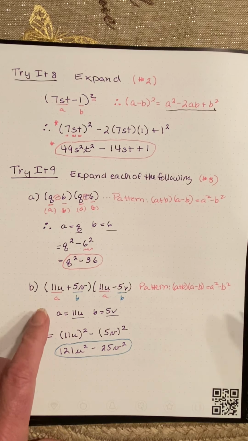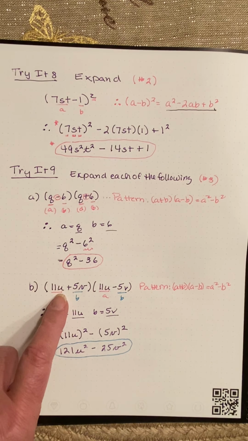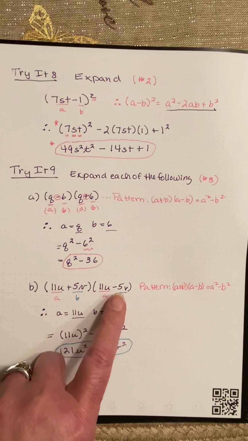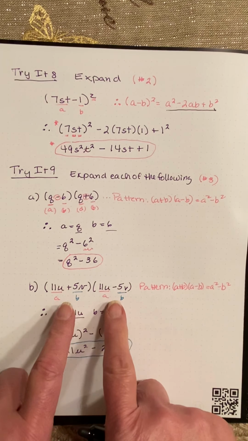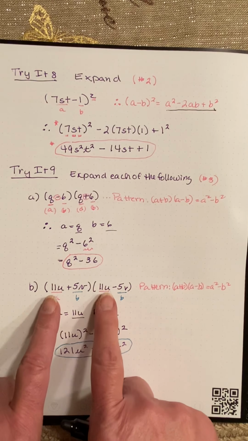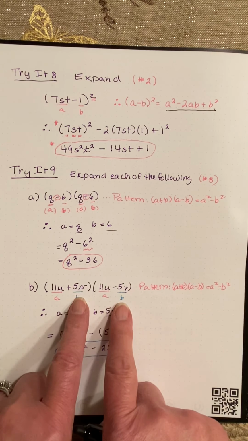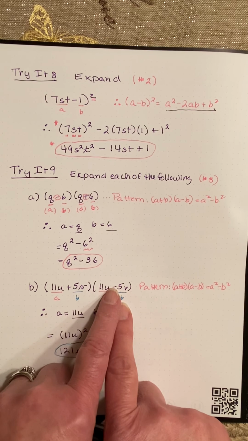Another way, using the same pattern, will be in letter B. 11u plus 5v times 11u minus 5v. Notice that in this pattern, the a value is the same. In both cases, it's 11u, and the b value is the same. In both cases, it's 5v. But in one case, they're added. In the next case, they're subtracted.